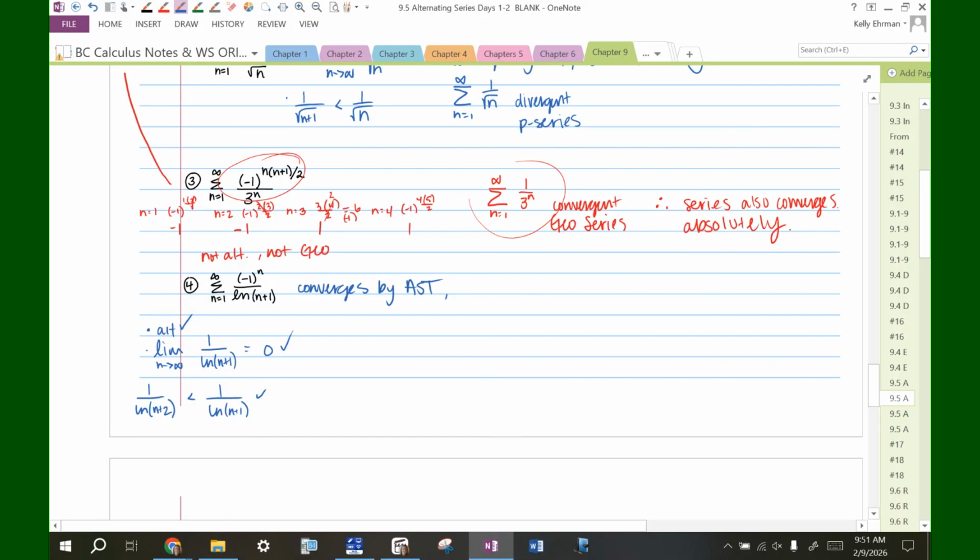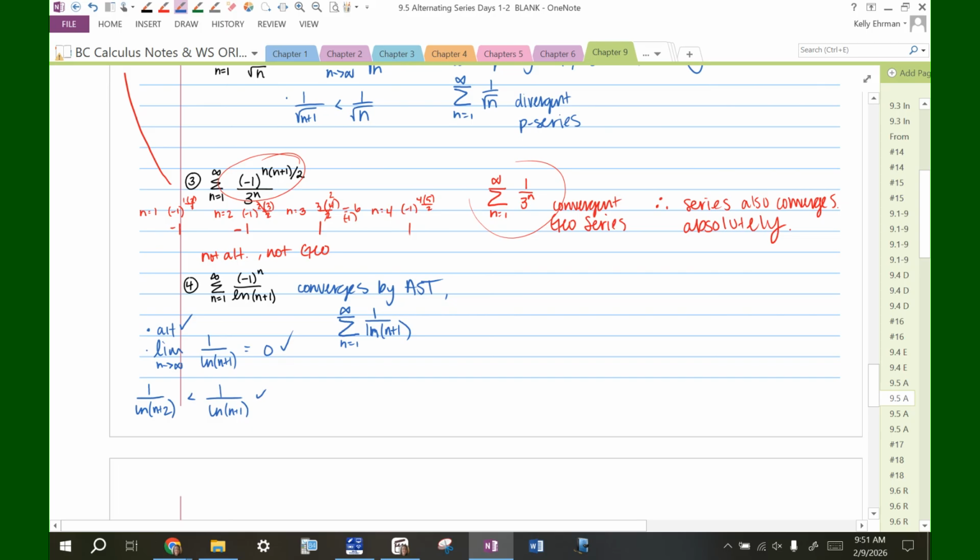Now we just need to answer the conditionally or absolutely piece. And so this one's not quite as clear cut. It's not just like a nice geometric or p series. So we might have to do some work on this. But the first thing you have to do is write the series you're talking about. You don't get credit if you don't write the positive version of this series. So here's what I'm looking at.